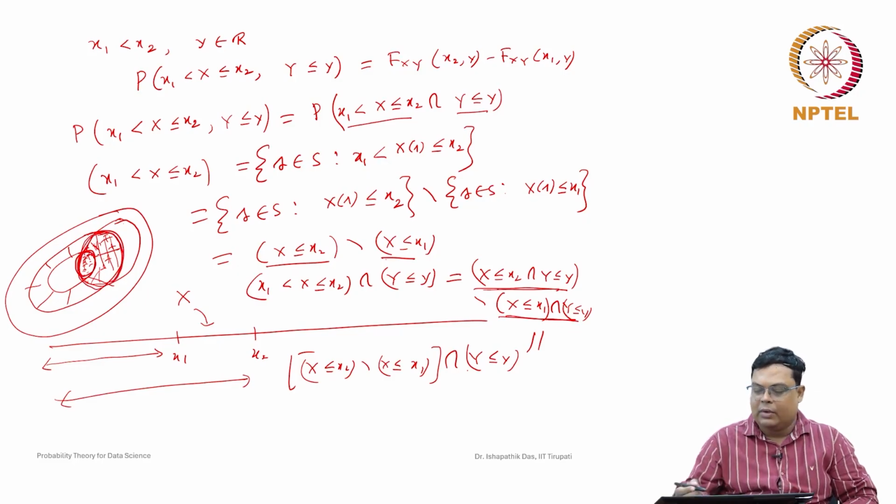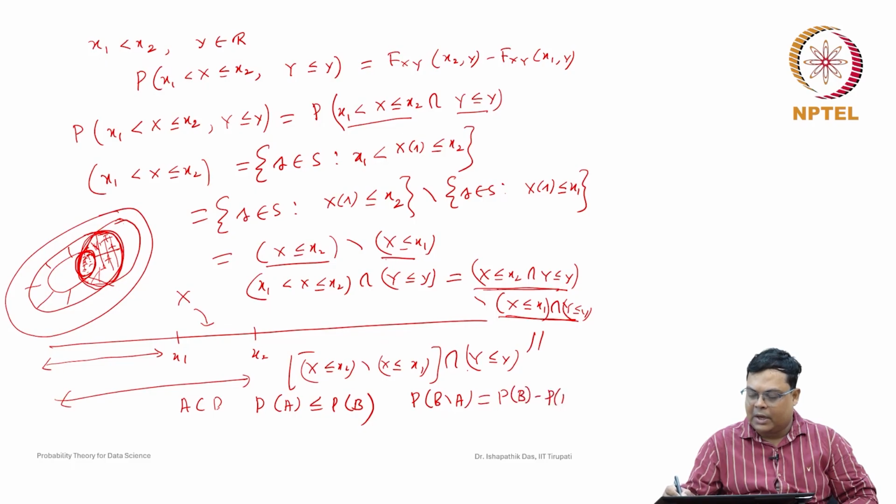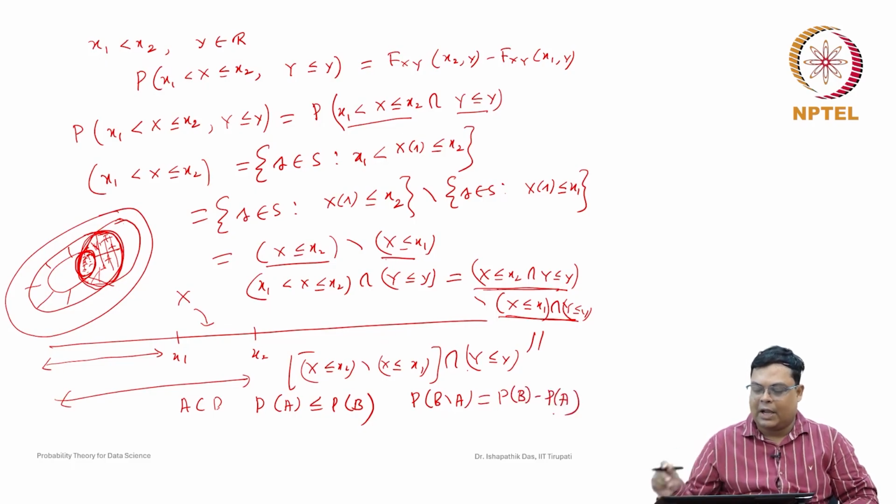Then we have theorem 1.1, we have already proved that whenever one set is a subset of another, suppose A is a subset of B, then probability of A is less than or equal to probability of B. So, that we will apply here. And not only that, in theorem 1 we have proved that probability of B minus A is nothing but probability of B minus probability of A. So, that we will apply here. So, now what did we get? Let us write down this probability.